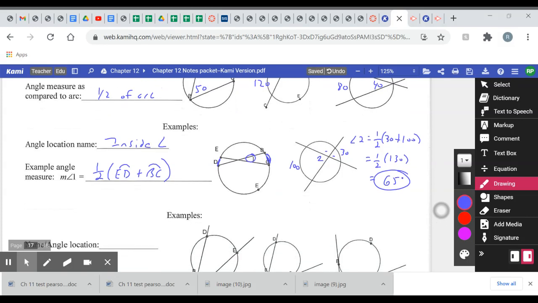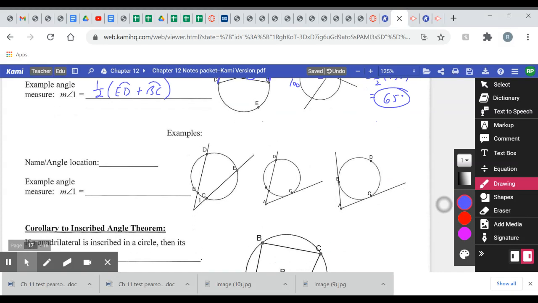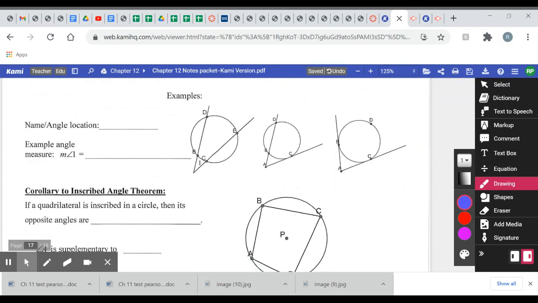Next up is also from section 12.4, and that is when the angle is outside the circle. In that case, this outside angle 1 is equal to 1/2 of the arc furthest away, which in this case is DE, minus, not plus this time, minus the arc closest, which in this case is BC.